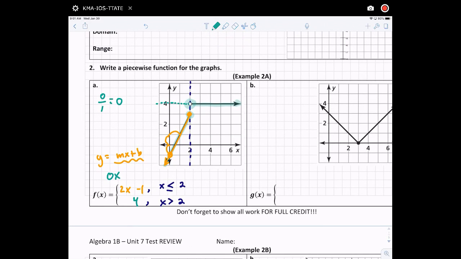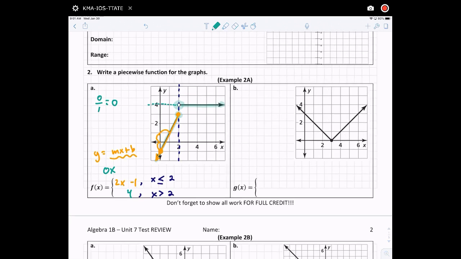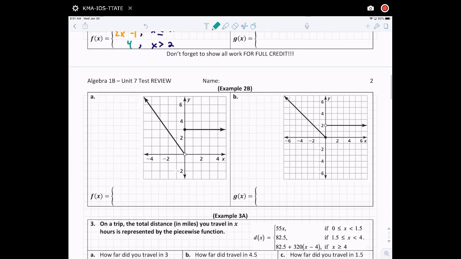C? No? No? C? Are you going to move on to 3? Alright, I'll take that as a move on to 3.